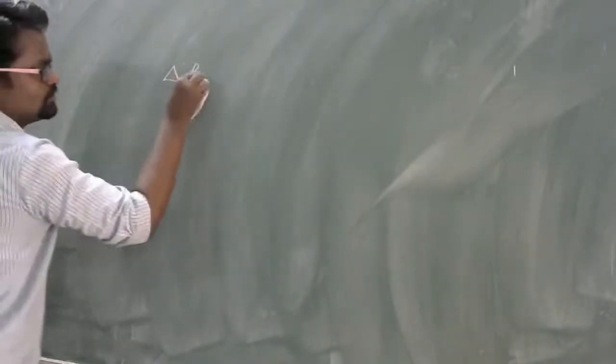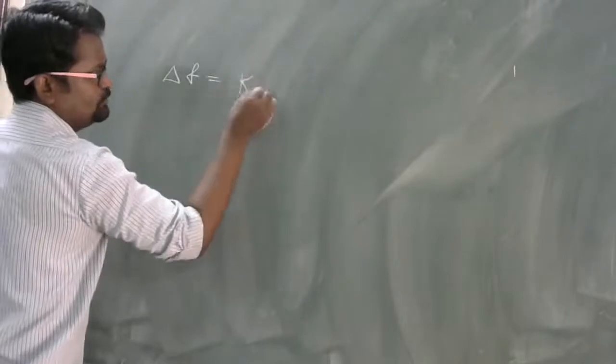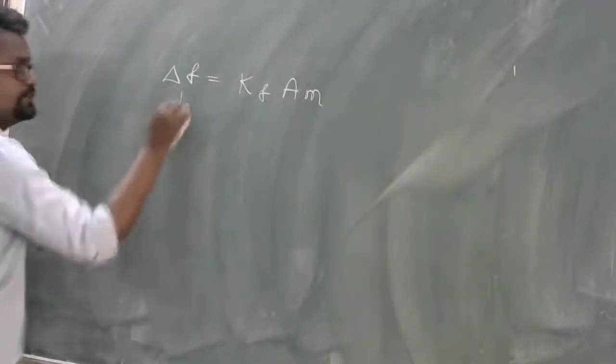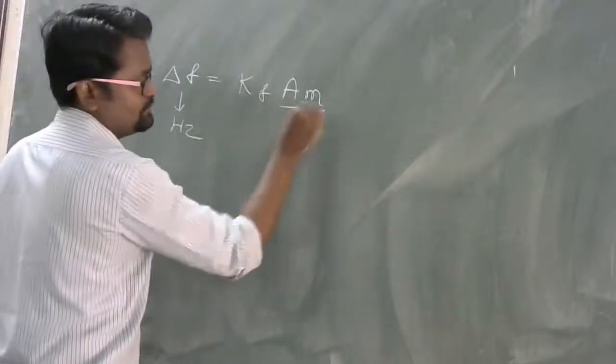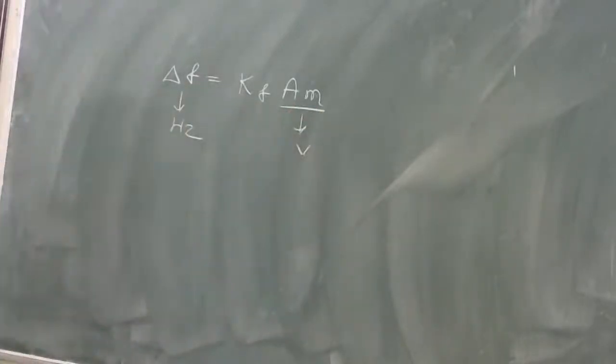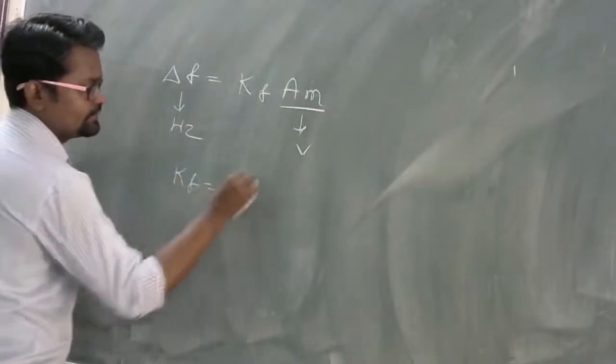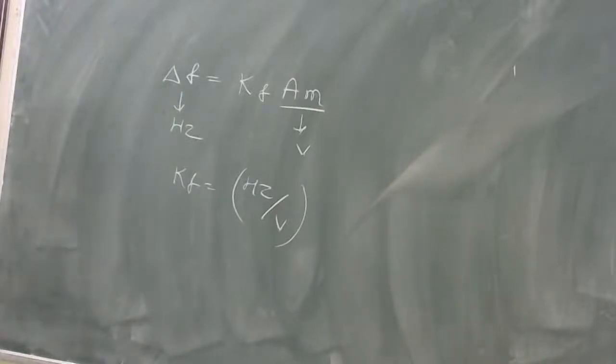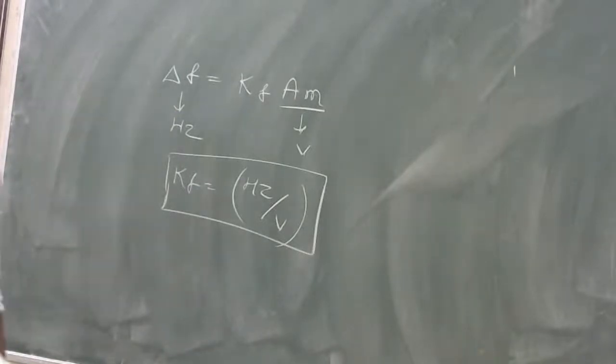We know that del F equals Kf into Am. What is del F? Frequency. This one is the frequency, so its unit will be hertz. This one is the amplitude, so its unit will be volt. So what is the unit of Kf? Hertz per volt. Clear? This is the unit of frequency sensitivity. Note down everything I mention in your copy, it will be useful ahead.